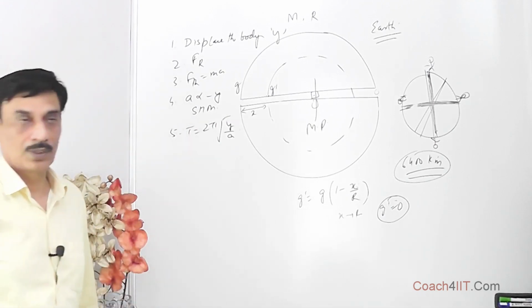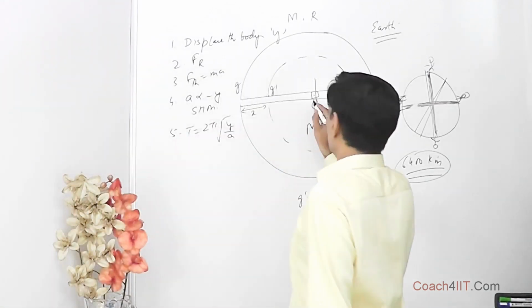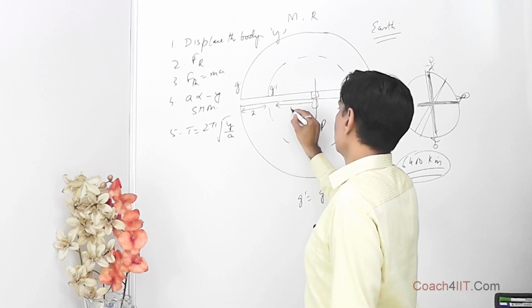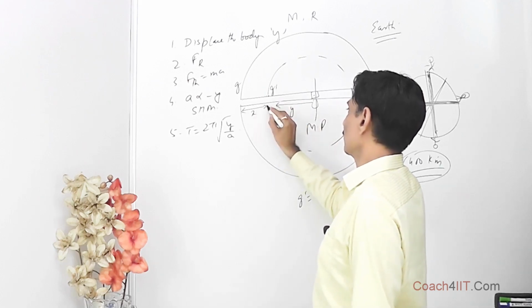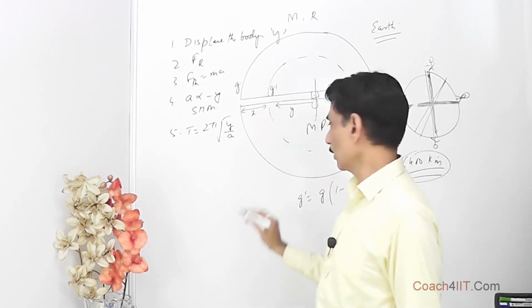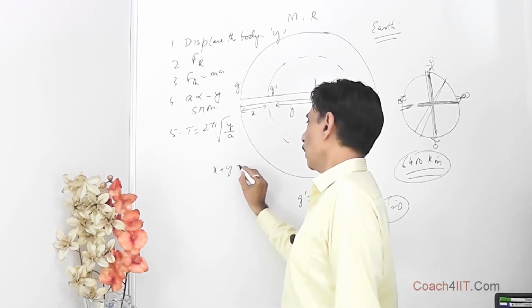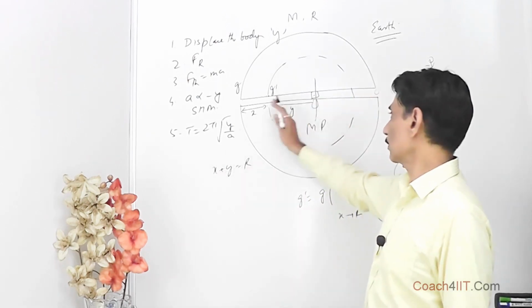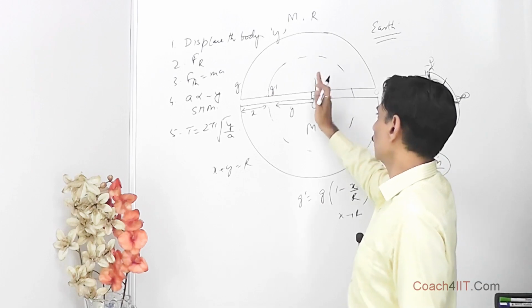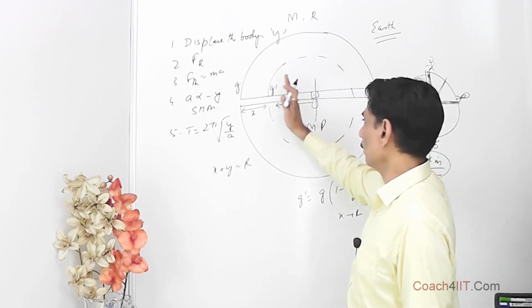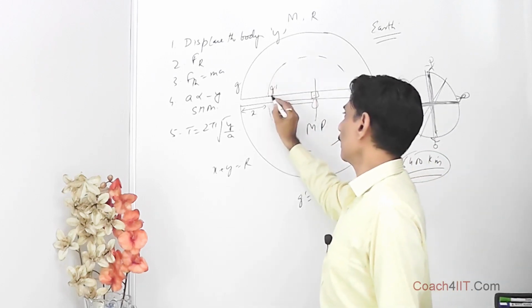So let's say from here, we have slightly displaced it by distance y. From here to here is distance x, and from here to here is y. So we say x plus y is equal to r. This is the mean position. From here, we have displaced this body by distance y, and now it has reached over here.